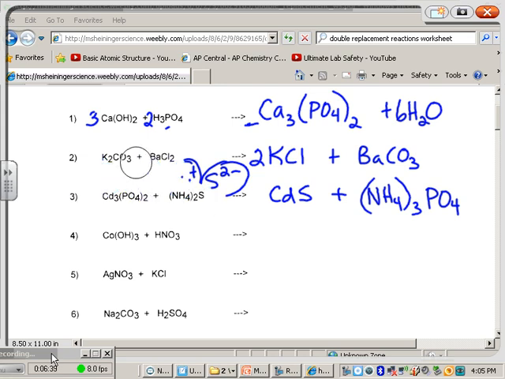So now that I have correctly determined the chemical formulas for the products, I need to go back and balance the equation. I have 3 cadmium on the reactant side, so I'm going to put a 3 here, which changes the number of sulfurs I have as well. So I'm going to go ahead and put a 3 in front of here so that I have 3 sulfurs. That gives me 6 ammonium on the reactant side. So I need to put a 2 here so that I have 6 ammonium on the product side. And that also gives me 2 phosphates, and I have 2 phosphates on the reactant side. So now my equation is balanced. All my formulas have been written correctly.